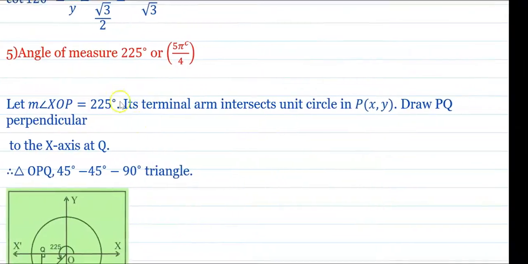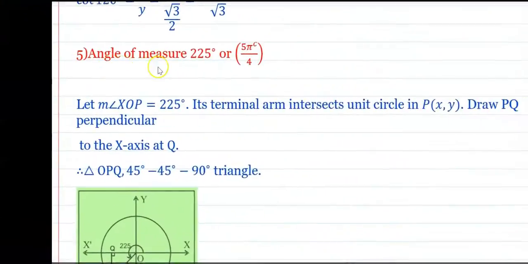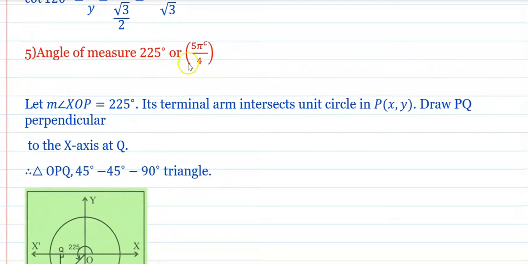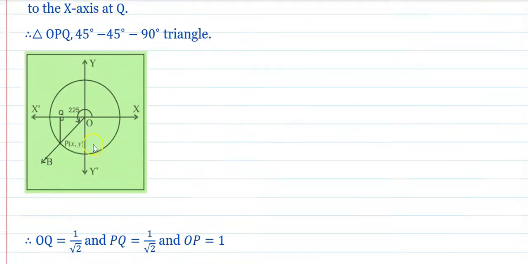Now the next angle of measure 225, that is 5 pi by 4 radian. Measure of angle XOP is equal to 225. Its terminal arm intersects the unit circle at P(x, y). Draw PQ perpendicular to the x-axis.